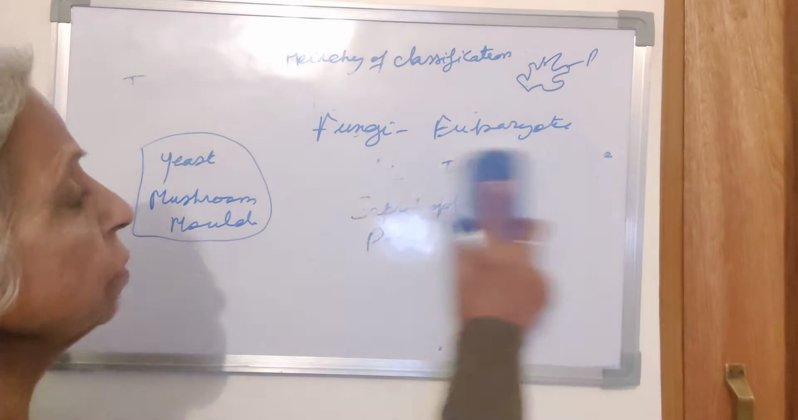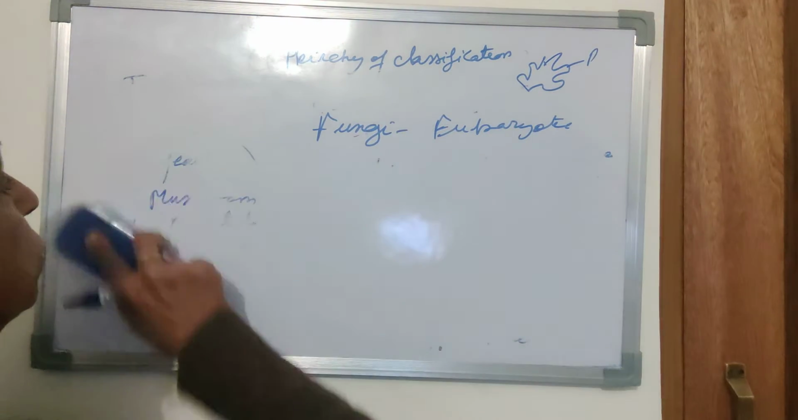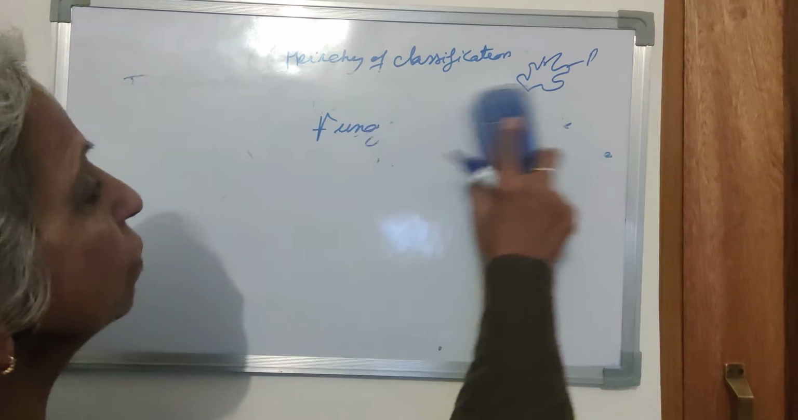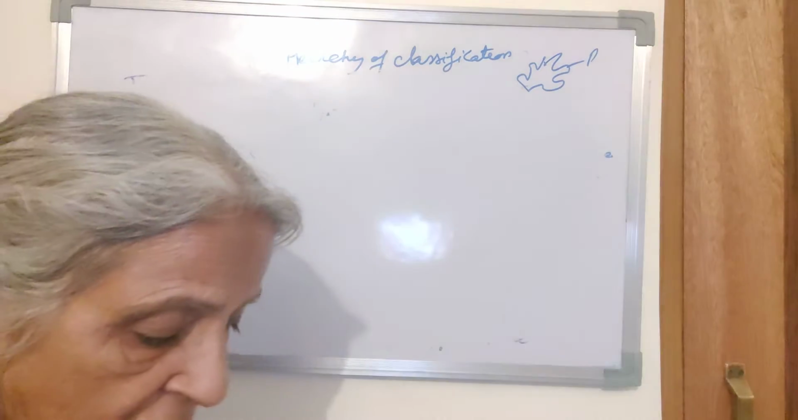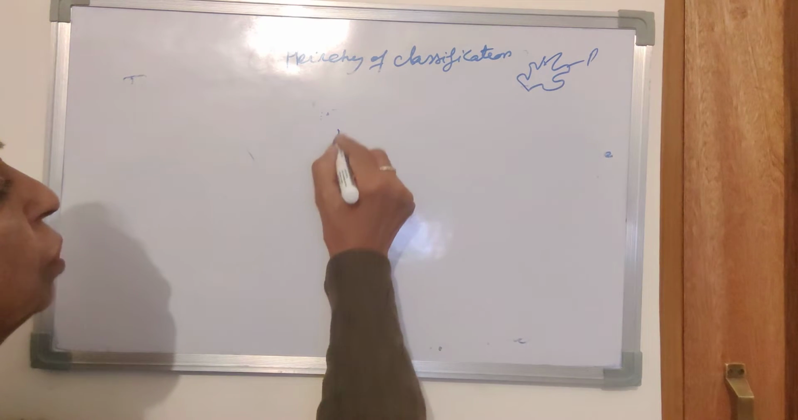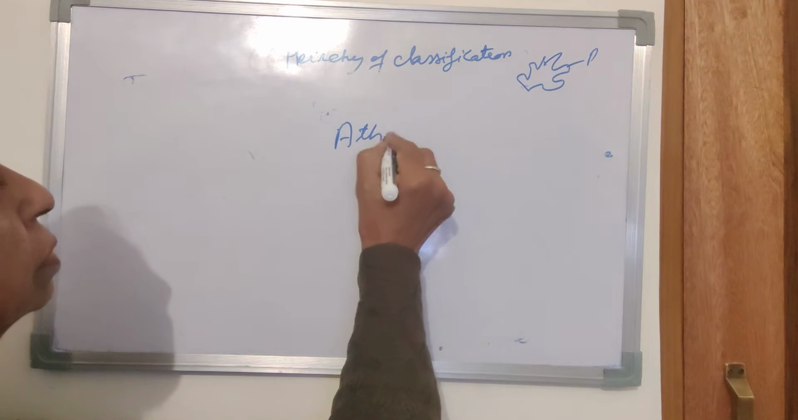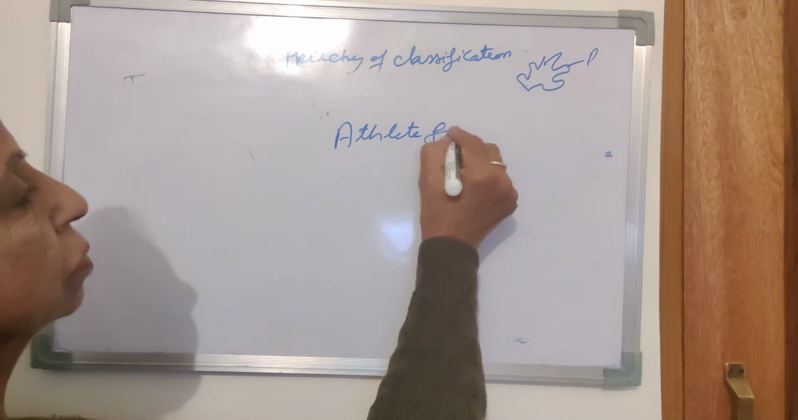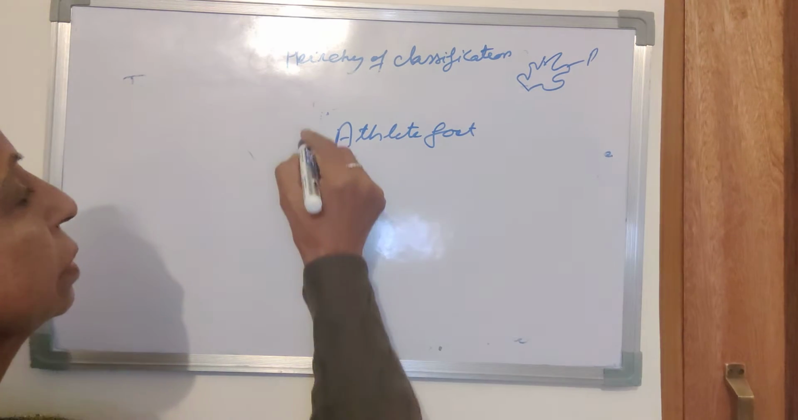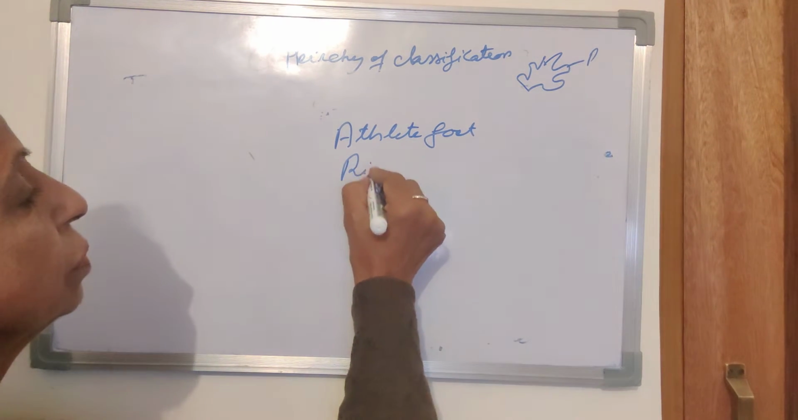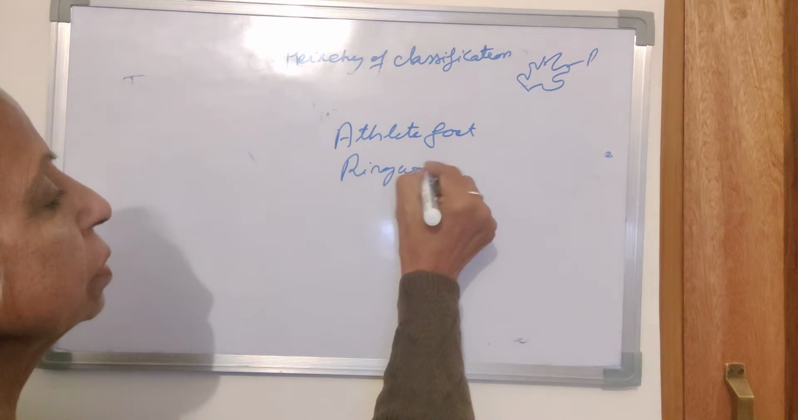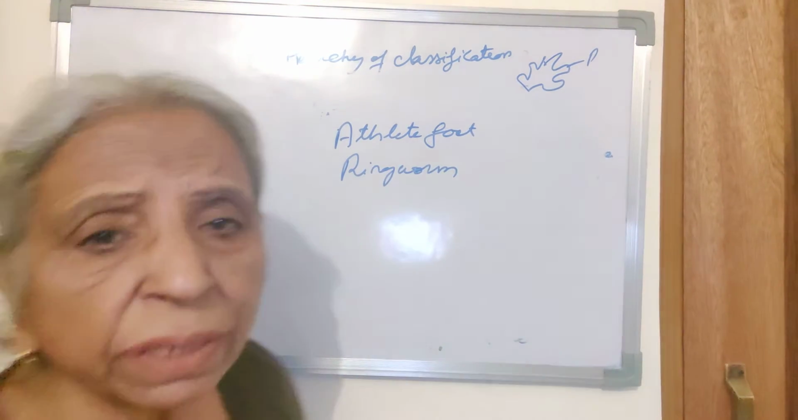Parasitic fungi cause many diseases which are called fungal diseases. For example, athlete's foot, ringworm. What is athlete's foot?